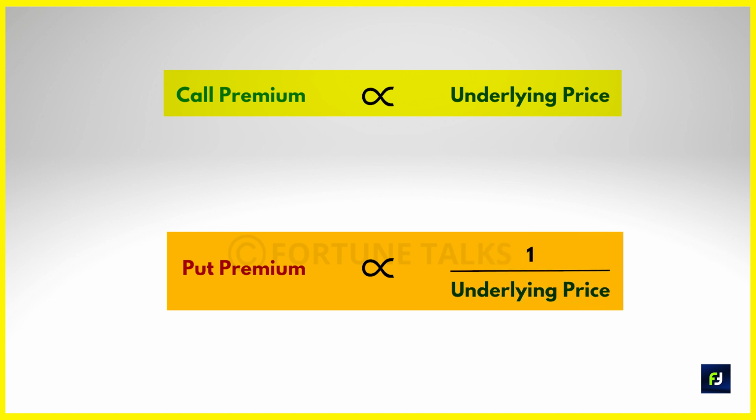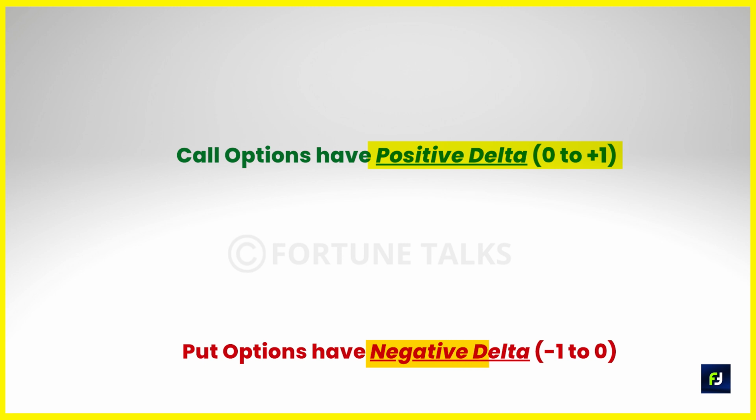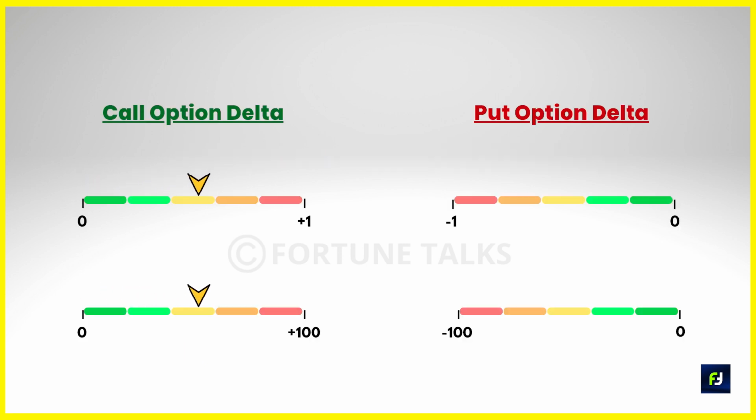Because of this correlation with the underlying price, a call option will have a positive delta, while a put option will have a negative delta. The delta of a call option will fluctuate within the range of 0 and 1. Some traders even prefer to use the 0 to 100 scale. So a delta value of 0.5 on the 0 to 1 scale is equivalent to 50 on the 0 to 100 scale.